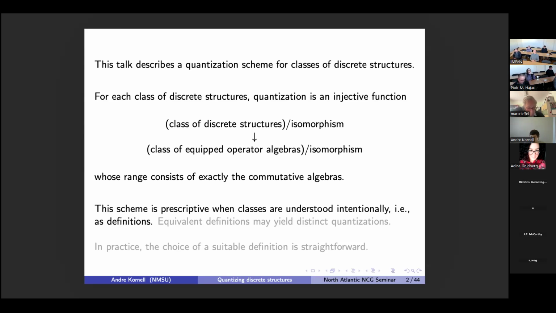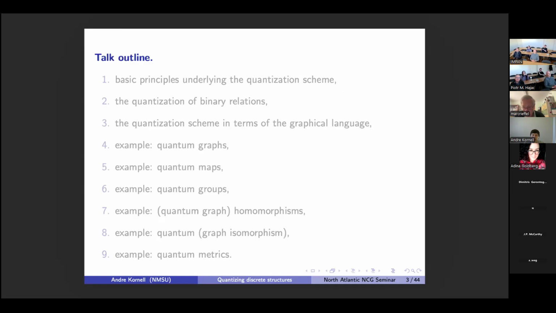The scheme is prescriptive when classes are understood intentionally, in other words, as definitions. On the other hand, equivalent definitions may yield distinct quantizations. So the game here is you pick the right definition of the class you're interested in, and then you get some essentially quantized class. In practice, the choice of a suitable definition is fairly straightforward. You don't need to tinker a lot with picking exactly the right definition before you get something quite reasonable in the output.